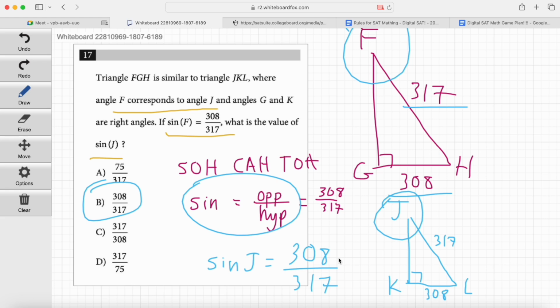Questions about this? Kind of a trick question, but it's still just SOHCAHTOA. No need to apply SOHCAHTOA. Just ratios of sides.